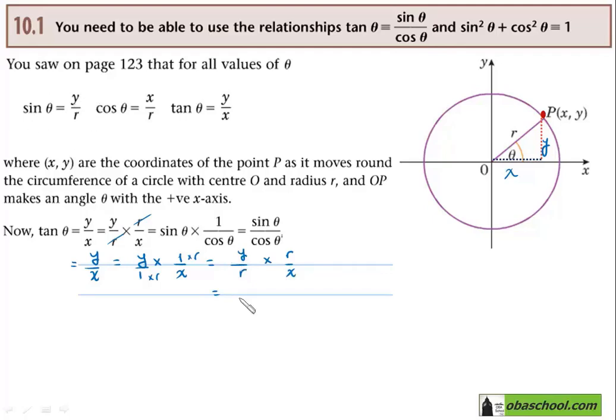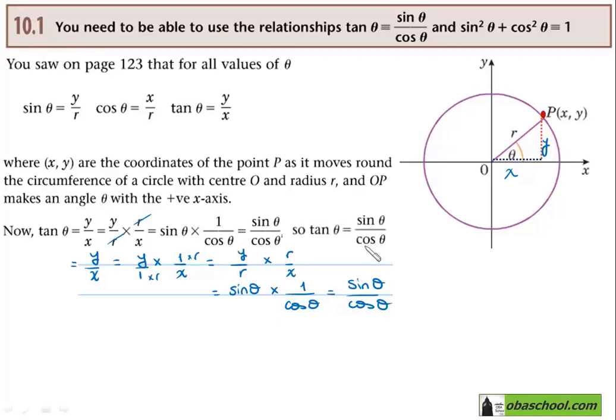Y over r is the same as sine theta, times r over x. Cosine theta is x over r, so r over x is the reciprocal. That means 1 over cosine theta. Therefore, sine theta over cosine theta. So, tan theta is equal to sine theta over cosine theta.